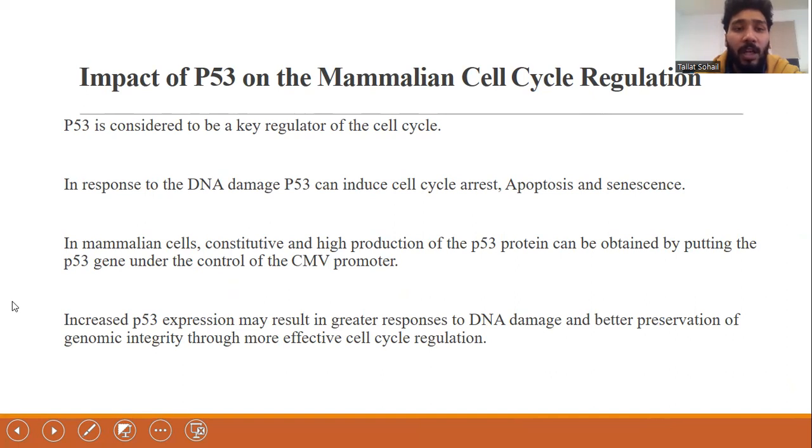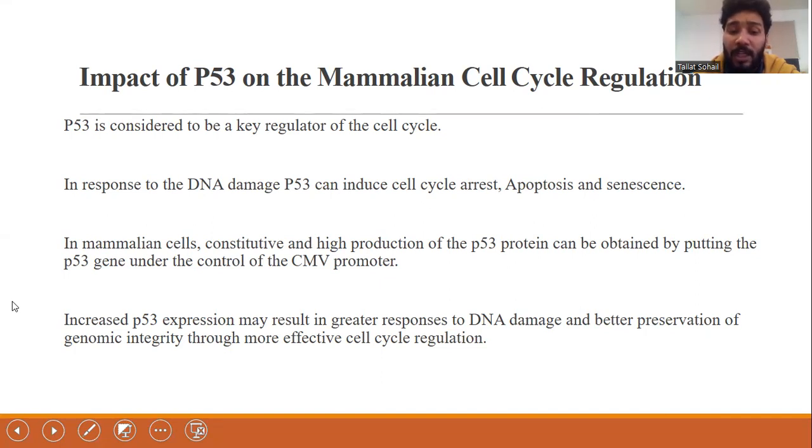So here you can see the impact of P53 on mammalian cell cycle regulation. P53 is considered to be a key regulator of the cell cycle. In response to DNA damage, P53 can induce cell cycle arrest, apoptosis, and senescence in mammalian cells, and high production of P53 protein can be obtained by putting the P53 gene under the control of the CMV promoter.